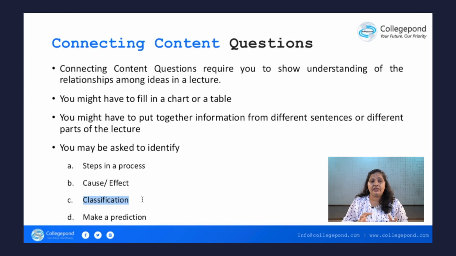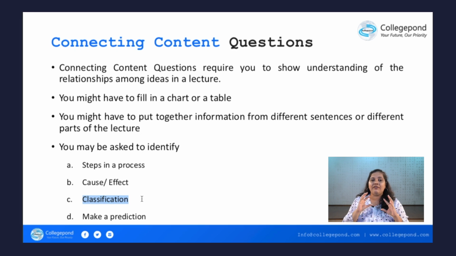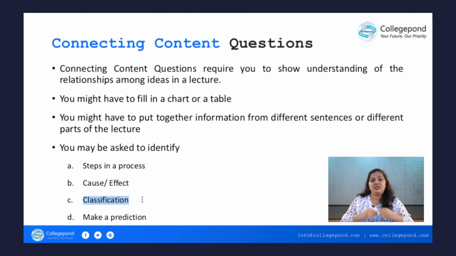So when I say classification, you could be given a table and you could probably be required to classify information in X, Y, Z categories. Again, to do that, you need to have a good understanding of what you heard and what were the different categories in the conversation or the lecture that you heard. The final way in which this question could present itself is by requiring you to make a prediction. In order to make a prediction as well, you would need to know the categories, or you would need to be able to put together the relationships between different ideas.